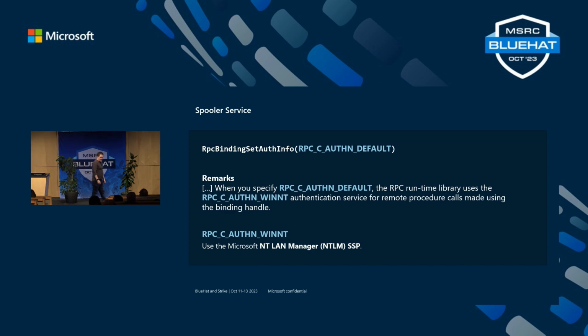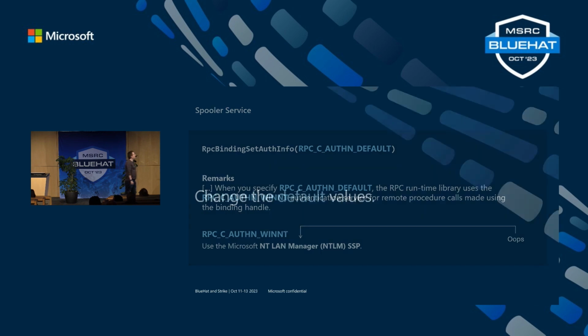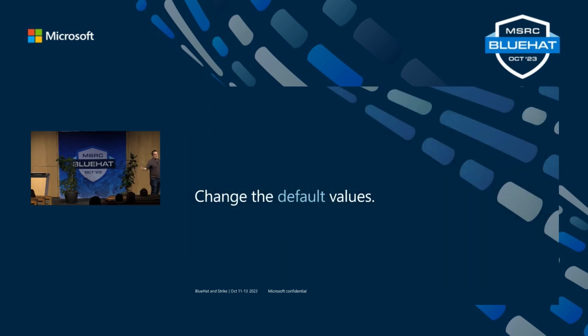So how do we fix that? Well, you just change it. It's spooler service. Change it to negotiate. Easy enough. That's literally all we have to do. If you have a hard-coded app that's doing NTLM because it's hard-coded to NTLM, we're actually just asking people, hey, stop doing that. Move it to negotiate.